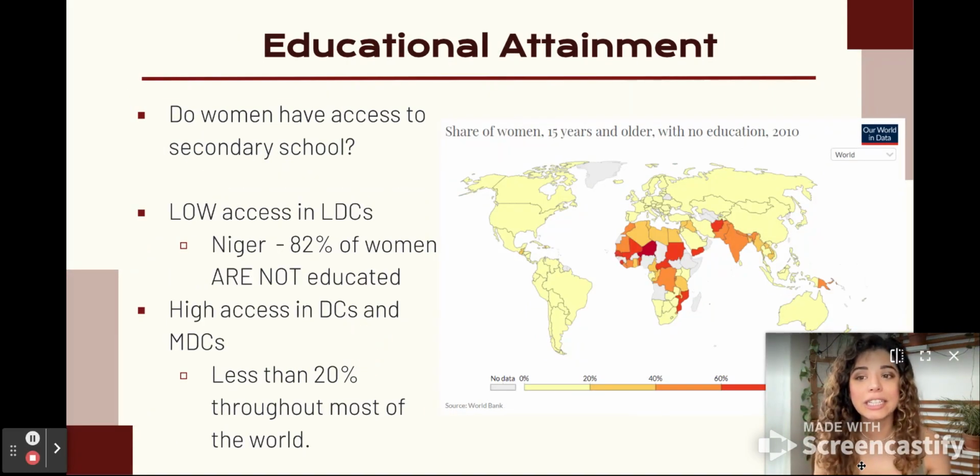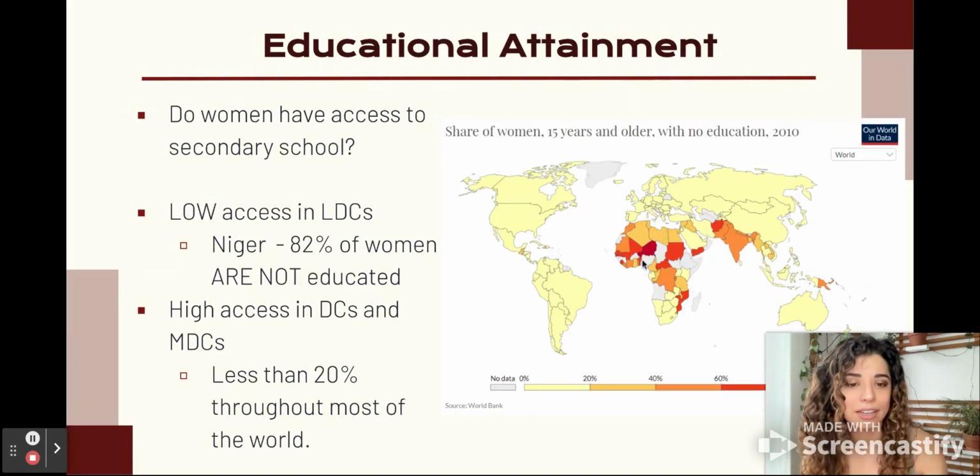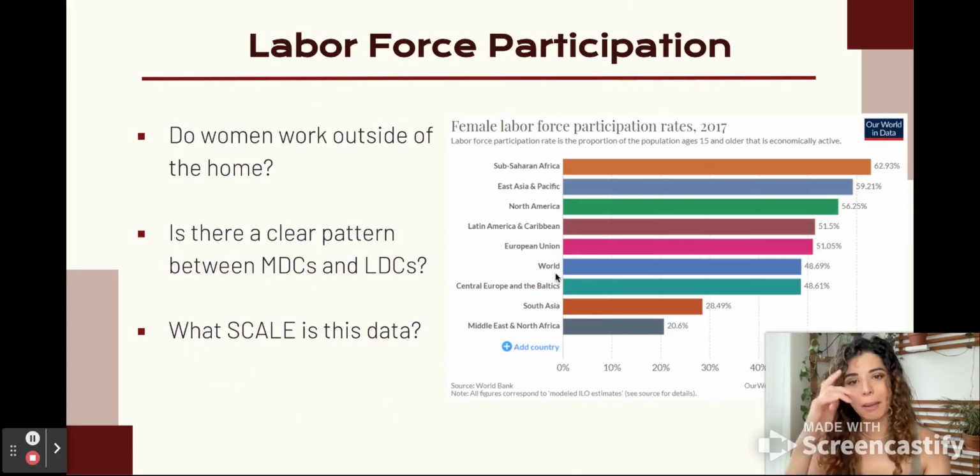Then educational attainment. So this question of what kind of access women have to school or secondary school. This is low for LDCs, like low access in less developed countries. So in Nigeria, 82% of women are not educated. This has much more access in more developed countries. And we can see that trend here on this map.